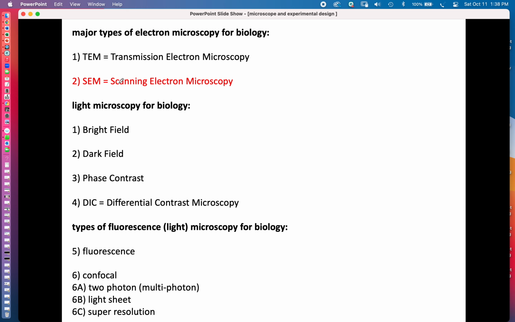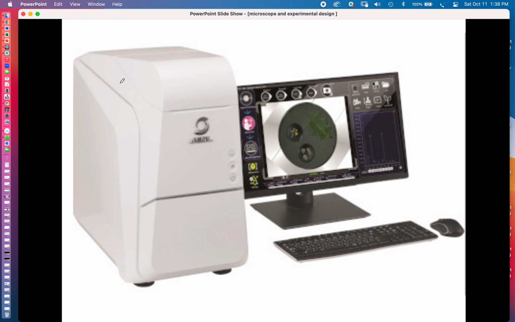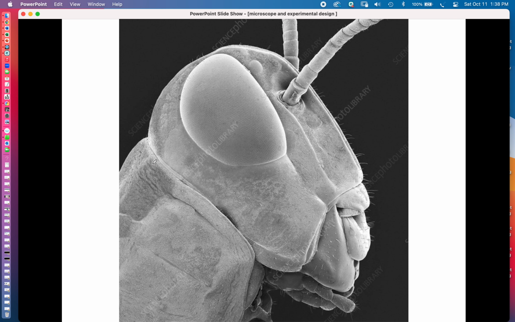The last one we'll talk about is a scanning electron microscope. A scanning electron microscope is not a big unit. They tend to be really small, and they're used for a very different reason. A SEM, a scanning electron microscope, is used to look at low magnifications. So we usually think of an electron microscope as high magnification, but SEM is to look at low magnification.